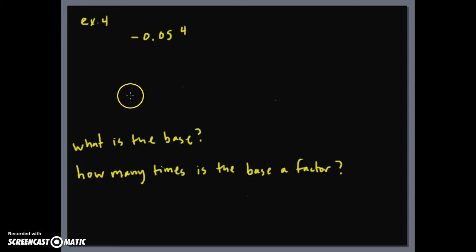Example number 4. So here we have a decimal that's being taken to the fourth power. And you remember from the previous lesson, the negative is included in the base when it is in parentheses, and right now it is not in parentheses, so we're just going to take that negative, and whatever we get in the end, it's going to be some negative number, probably. So our base here is 0.05, and the number of times it will be a factor is 4 times. So we can just say that 0.05 to the fourth equals 0.05 times itself 4 times.